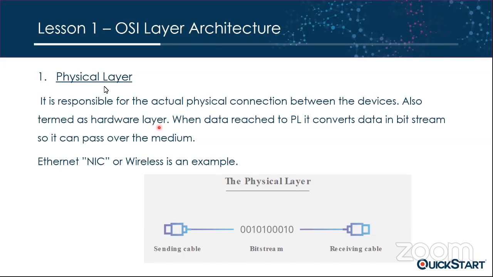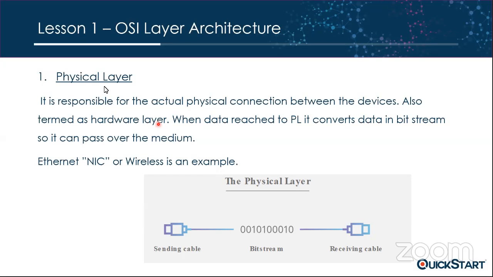So, let me discuss it very quickly. Physical layer is basically responsible for actual physical connection between the devices, right? So it's a connection between the devices. It could be the hardware connection, it might be the fiber, it might be the DSL, whatever it is. It's a connection between two devices.